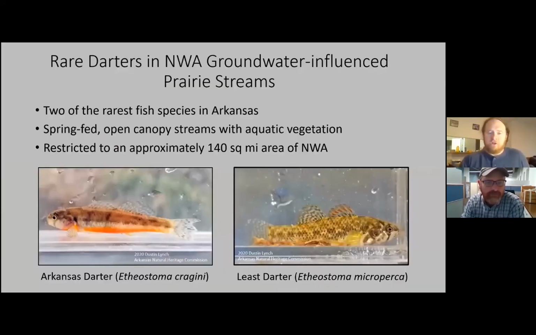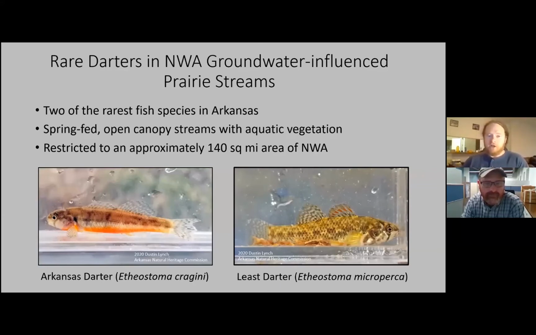This part of the state is actually home to two of the rarest fish species in Arkansas, the Arkansas darter, Etheostoma cragini, and the least darter, Etheostoma microperca. And what's somewhat unusual about these fish is that they are heavily associated with these open woodland, savanna, and prairie habitats. There are over 200 darter species in North America, mostly in the southeast part of the country. We don't typically think of them as prairie associated, but that is the case with these two fish.